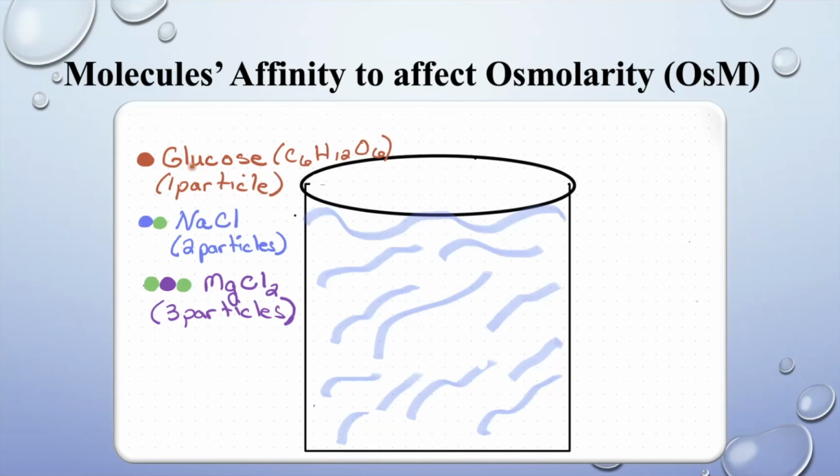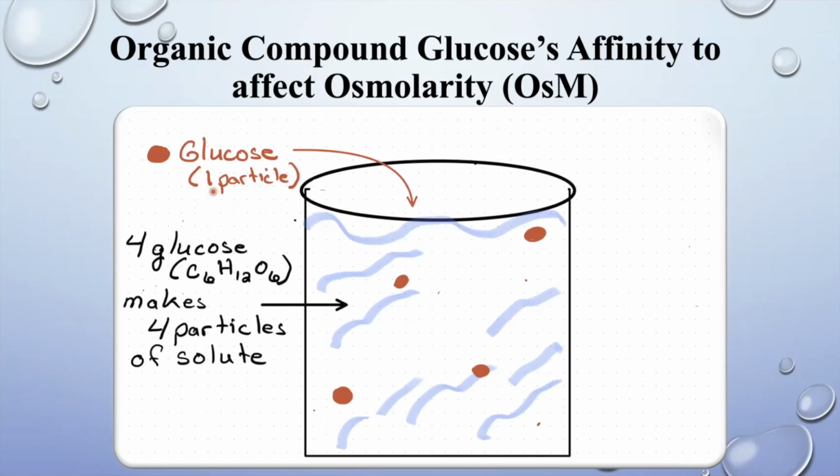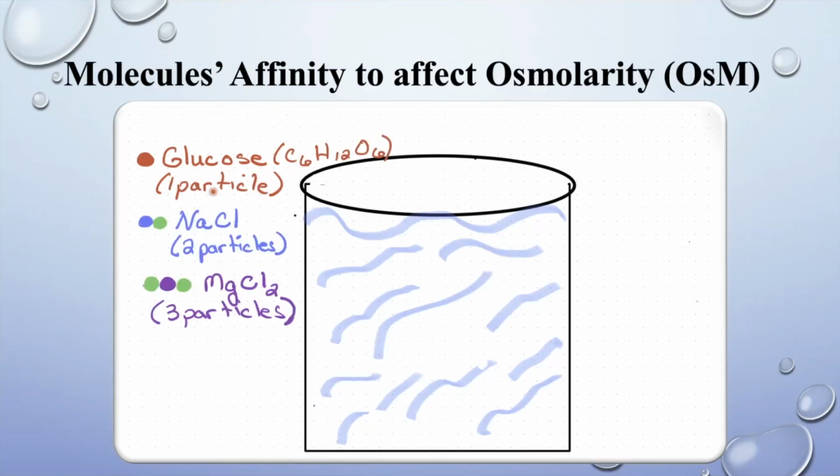So glucose is C6H12O6. Because this is a covalent compound, it is not going to dissociate when it goes into the solution. And it's going to be considered one particle. Let's look at that. All right, I'm going to back it up.